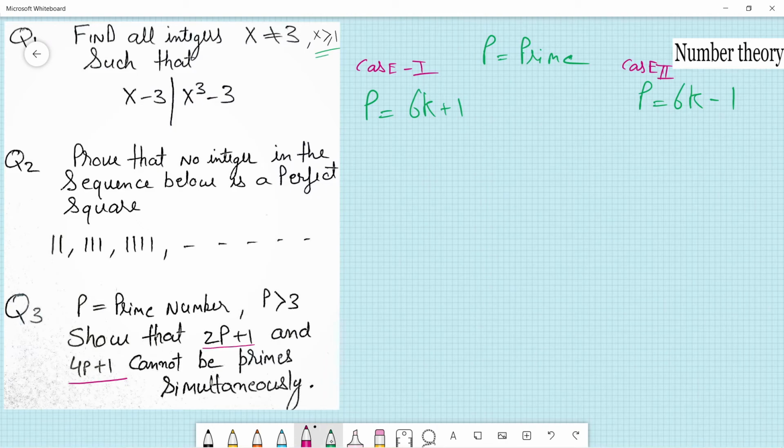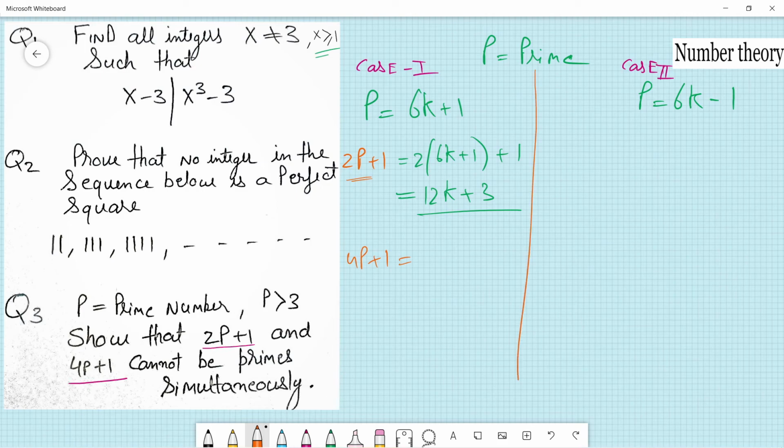So let's solve case 1 first. If we take p equals 6k plus 1, then 2p plus 1 becomes 12k plus 3, which is easily seen to be not a prime because this number is divisible by 3. So no need for checking the next one, 4p plus 1. Even if it is prime, this number is not prime, so we are done. So let's look at the second case.